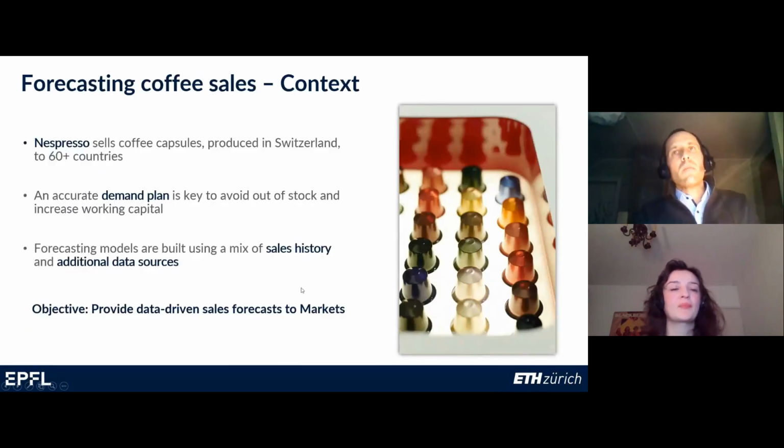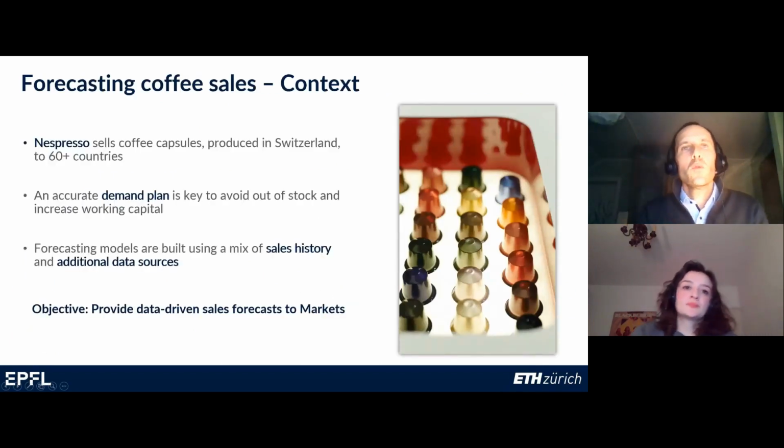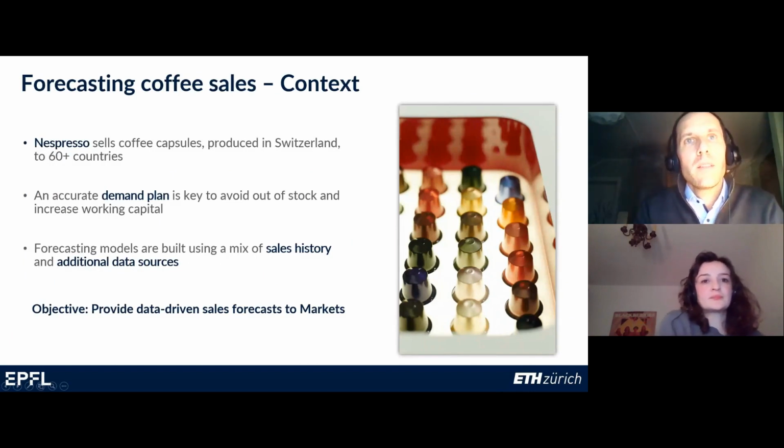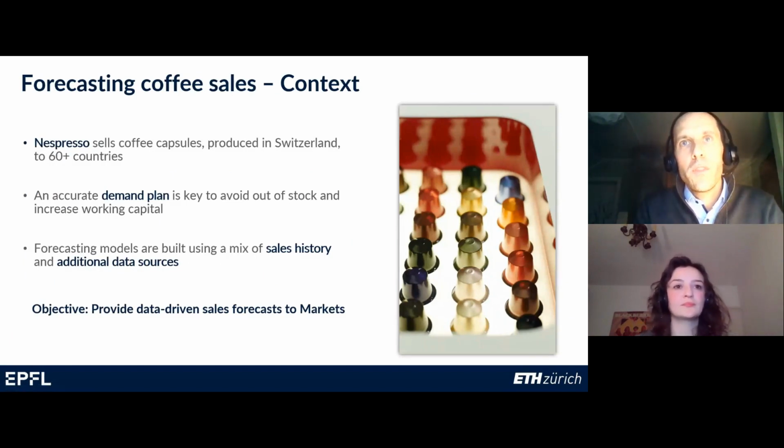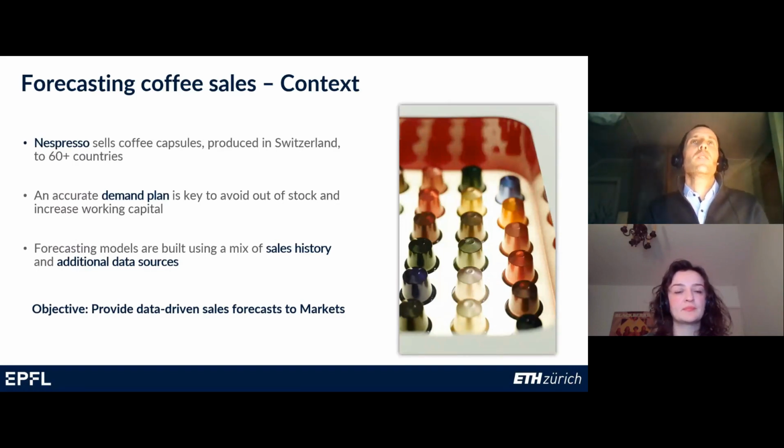So in the end, in this project, what we want to do is provide sales forecasts to the different markets, so to the different countries that Nespresso is operating. And we want this to be data driven, and we want basically to replace what people are doing manually in different countries with something central.